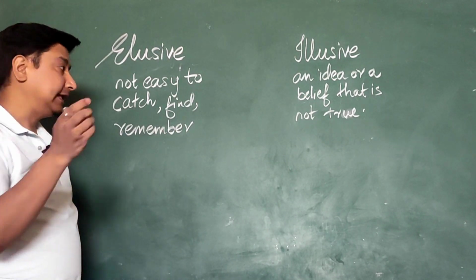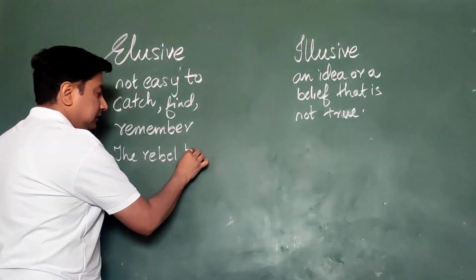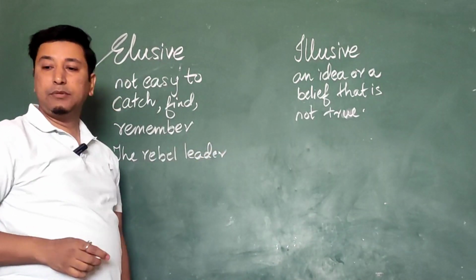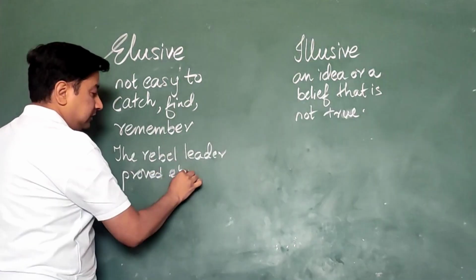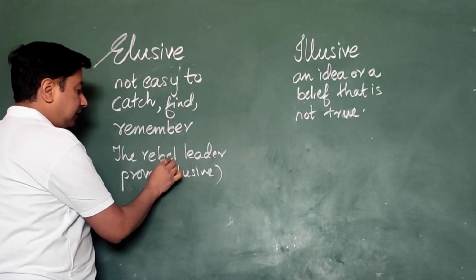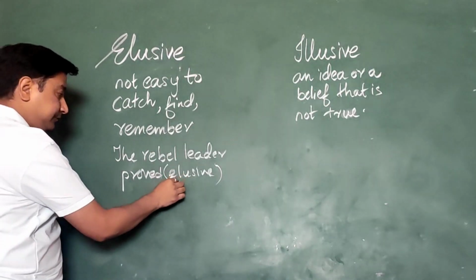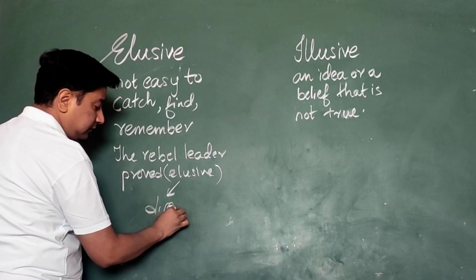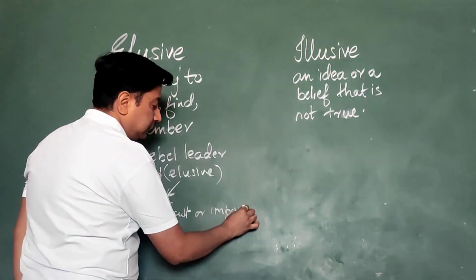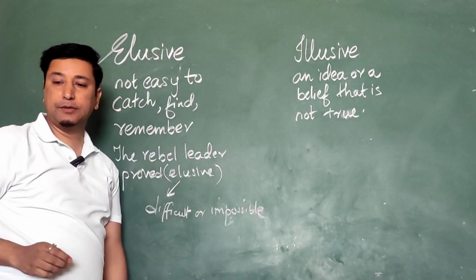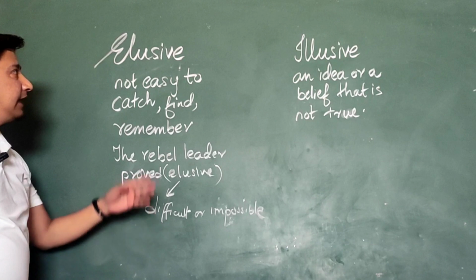For example, the rebel leader proved elusive. It means it is difficult or impossible to catch that particular rebel. So this is the example of elusive.